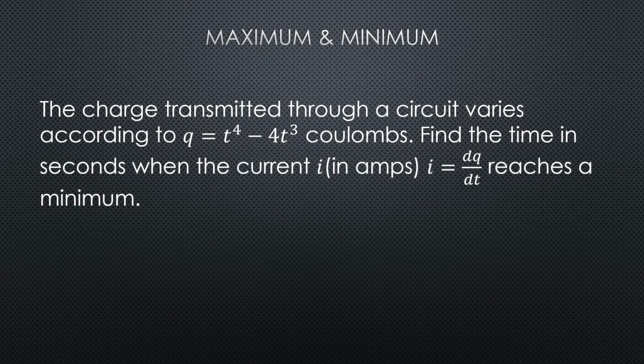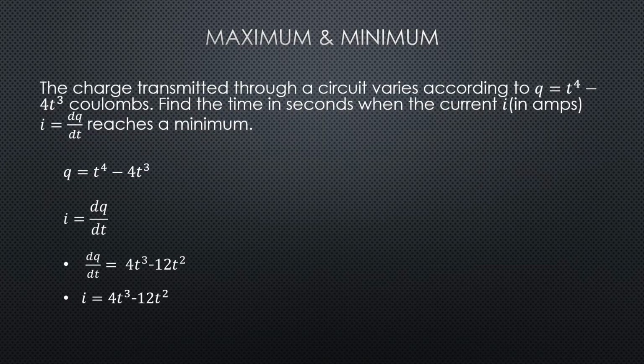All right, here's our problem. The charge transmitted through a circuit varies according to Q equals t^4 minus 4t^3 coulombs. Find the time in seconds when the current I in amps, I equaling dQ/dt, reaches a minimum.